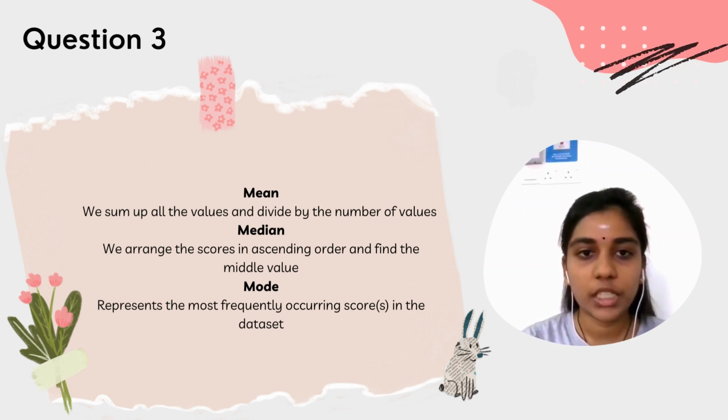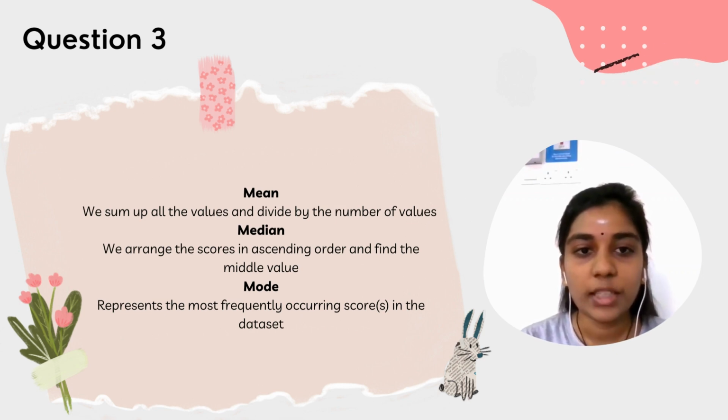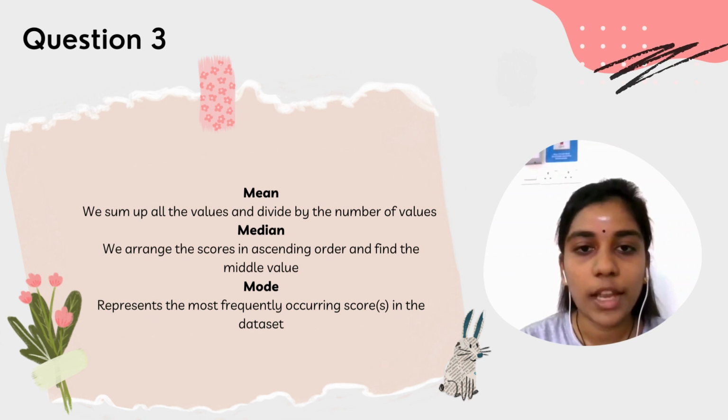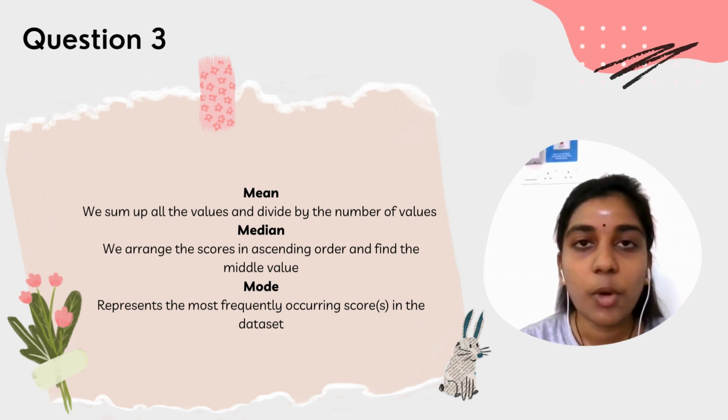In question 3, we need to find the mode, mean and median. To find the mean, we sum up all the values and divide by the number of values. To find the median, we arrange the scores in ascending order and find the middle value. If there is an even number of scores, we take the average of the two middle values. The mode represents the most frequently occurring scores in the dataset.